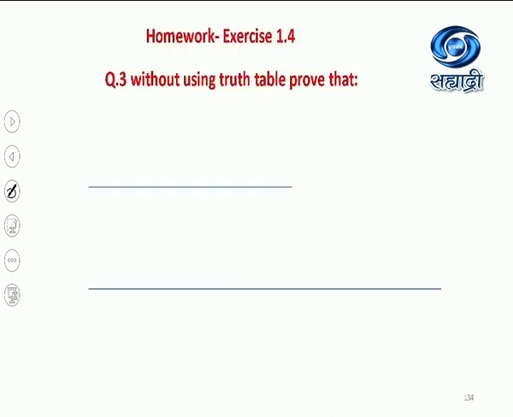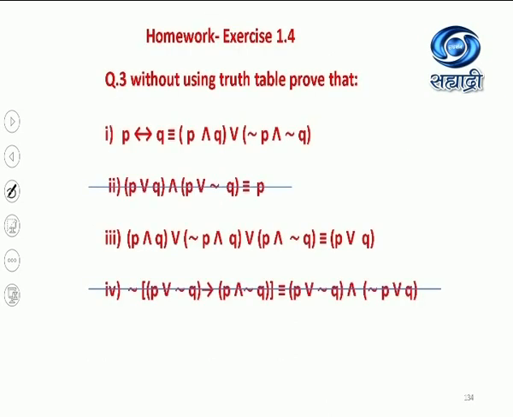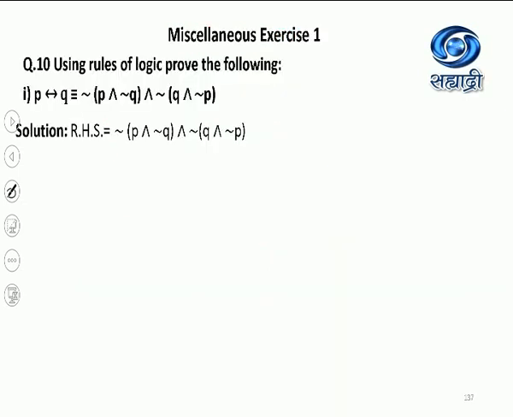Next. Without using the truth tables, there is a homework. I have solved 2 examples. You can solve the remaining 2. Very few examples and a specific number of examples are there in the textbook. So if I have done 50%, you should be able to solve 50% of problems on your own.